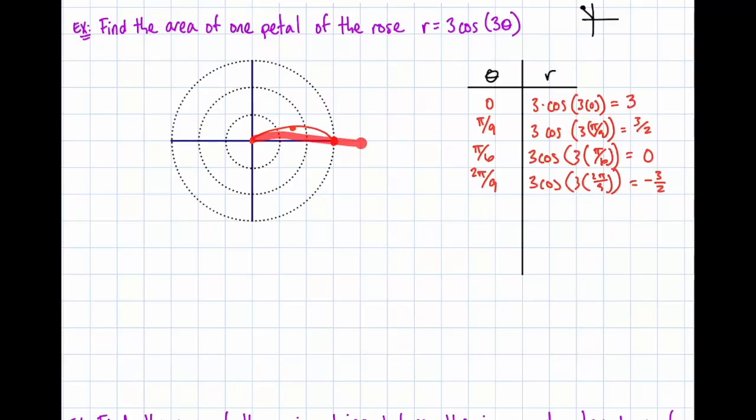Oh gosh. Okay, how should I do this? This was 0. This is pi over 9. This is pi over 6. Maybe this is 2 pi over 9. That's pi over 4.5, so maybe a little bit less. I'm going to have to guess this one right here.